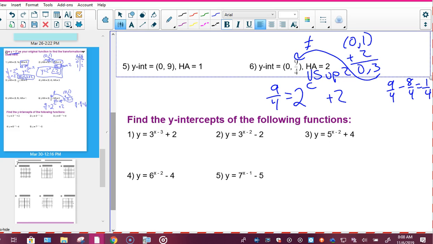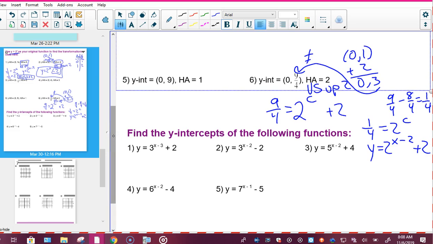If I subtract 2 from both sides, I get 1/4 equals 2 to the c, and we still get -2 as that c. So that means there was a vertical shift up 2 and a horizontal shift right 2. Oh, we have to simplify.